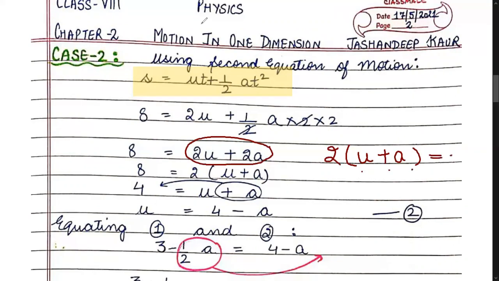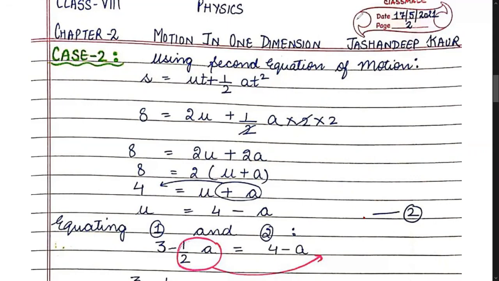Children, this was equal to 8. Now this 2 is multiplied with the bracket. So when it will be taken on the right hand side, it becomes u plus a is equal to 8 upon 2. That is 4. And what will be the value of u then? Take a also on the right side. So this plus a will change into minus a. You can write this equation as equation number 2.